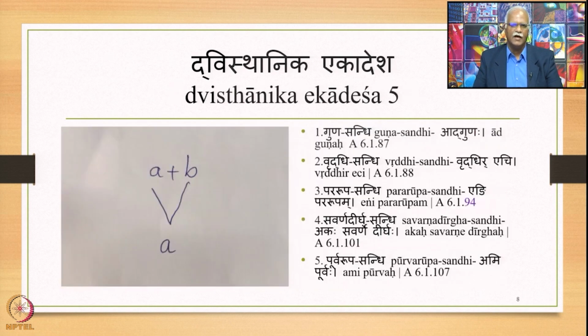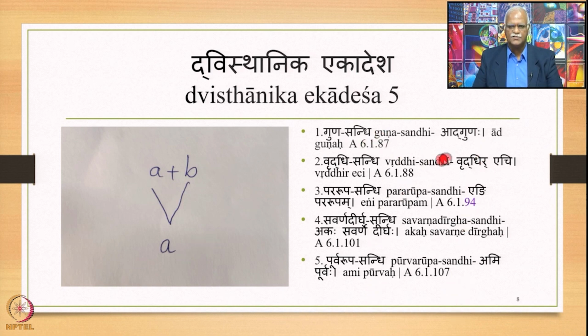And finally you have purvarupa sandhi, where you have a plus b in close proximity in the samhita, where a is purva and b is para, and in place of both of them you place the purva, that is a. These are the 5 types that we have studied, and these are the sutras.